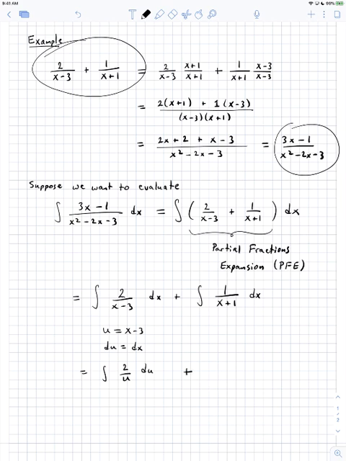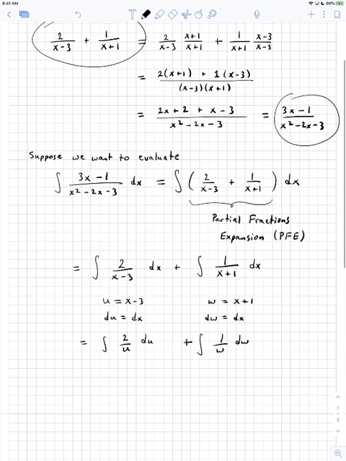And what about the second one? Now, let's not use u because we've already used it. Let's use w and say w is equal to x plus 1. Then dw is again dx. So this is going to be the integral of 1 over w dw.